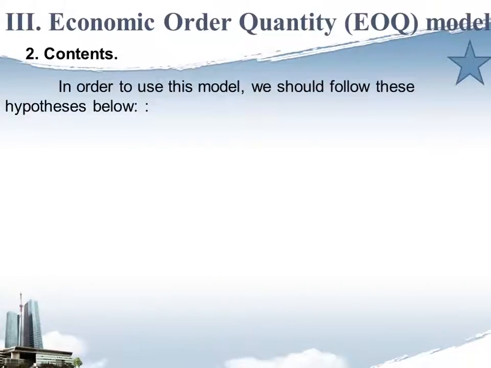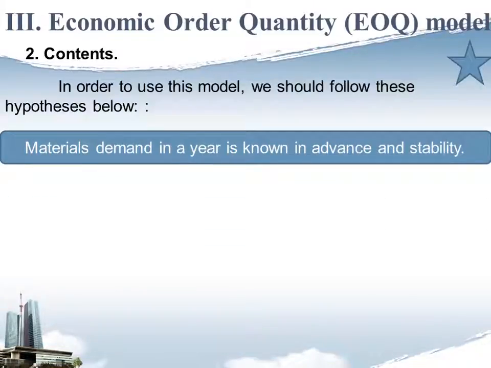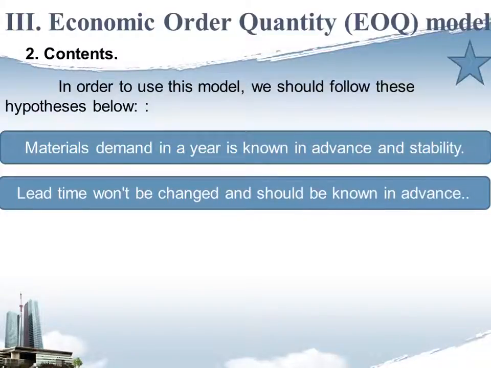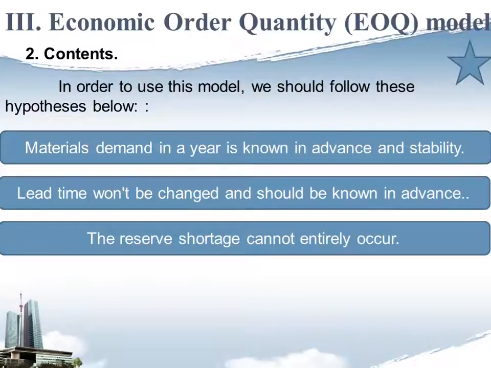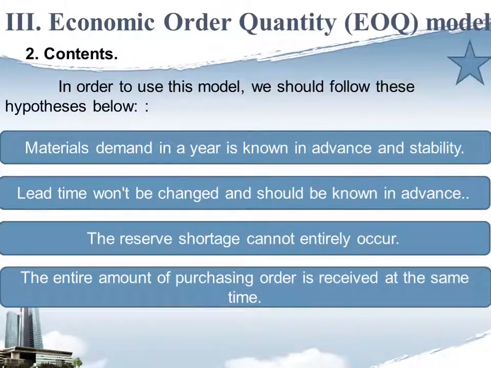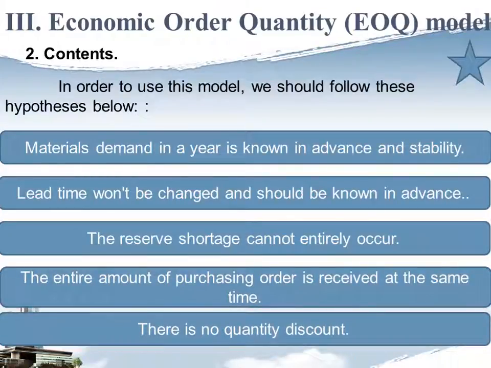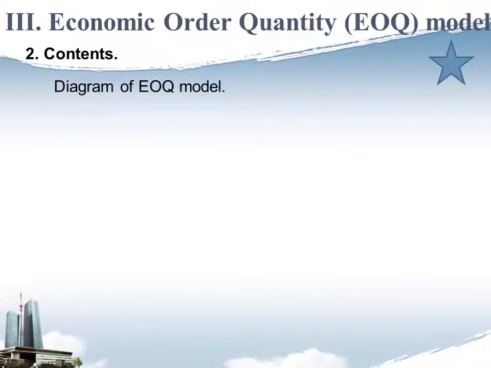In order to use this method, we should follow the hypotheses below. Material demand in a year is known in advance and is stable. The lead time won't change and should be known in advance, and the reserve shortage cannot occur. Next, the entire amount of the purchasing order is received at the same time, and there should be no quantity discount. Diagram of EOQ model.